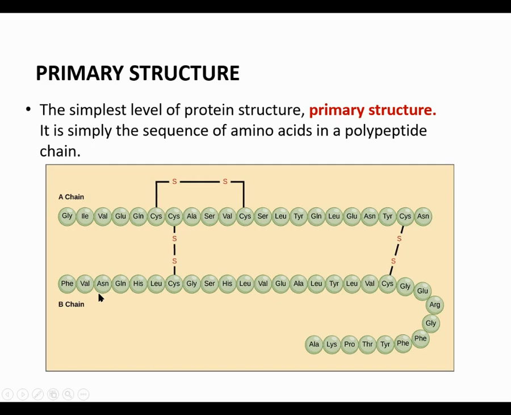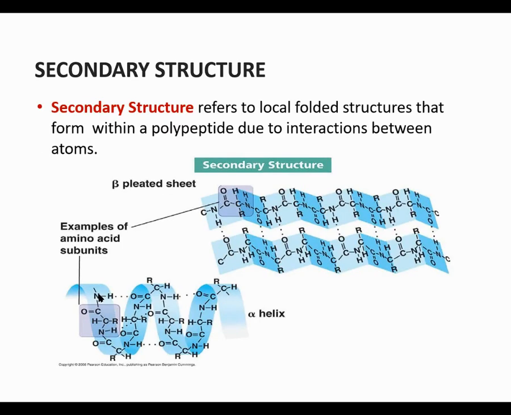Okay. So the next one is the secondary structure. Now, the secondary structure refers to the folding within the polypeptide due to the interaction between atoms. Okay, so the most common types of structure are the alpha helix and the beta pleated sheets.